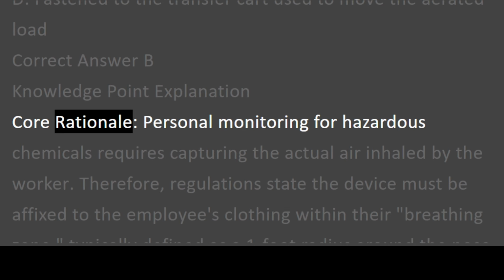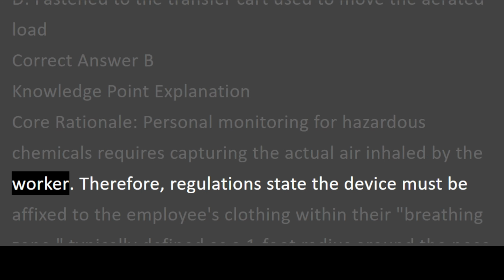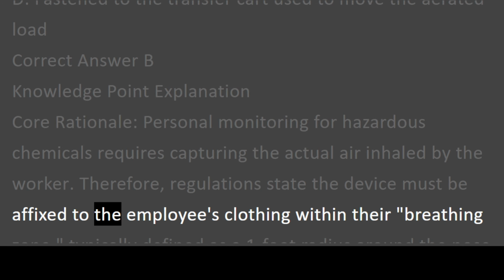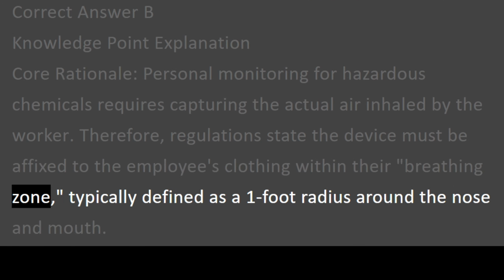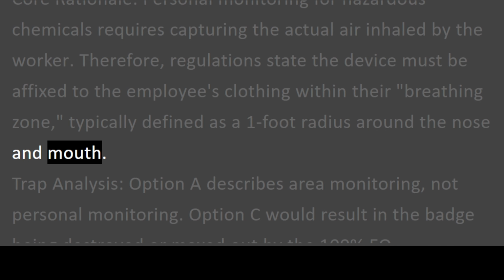Core rationale. Personal monitoring for hazardous chemicals requires capturing the actual air inhaled by the worker. Therefore, regulations state the device must be affixed to the employee's clothing within their breathing zone, typically defined as a 1-foot radius around the nose and mouth.